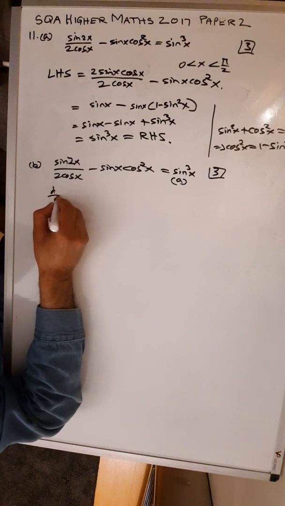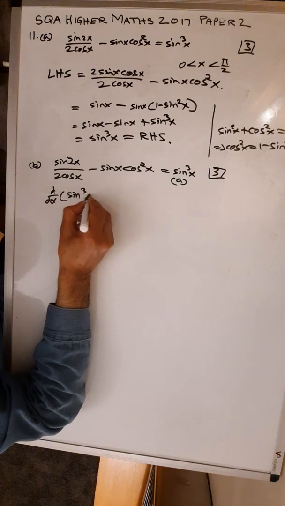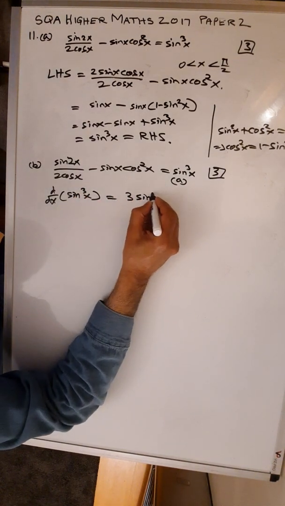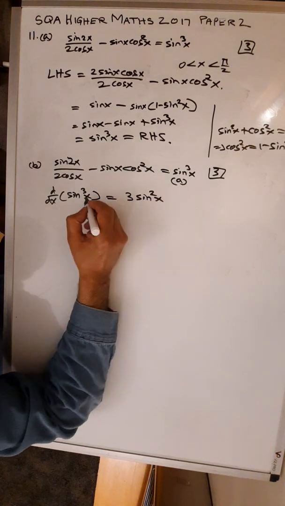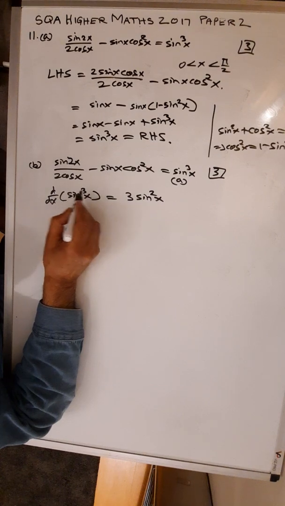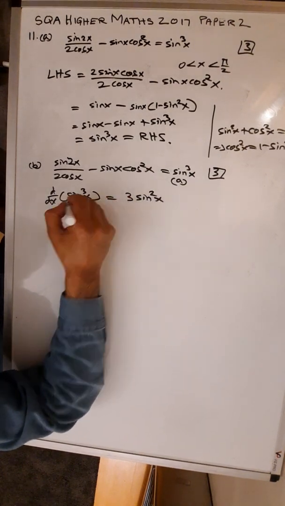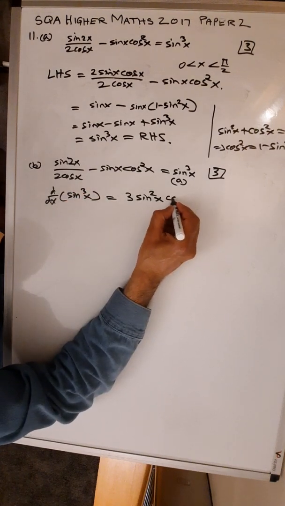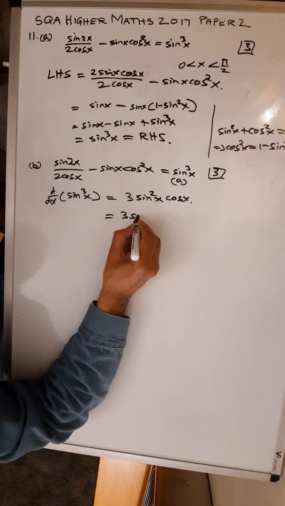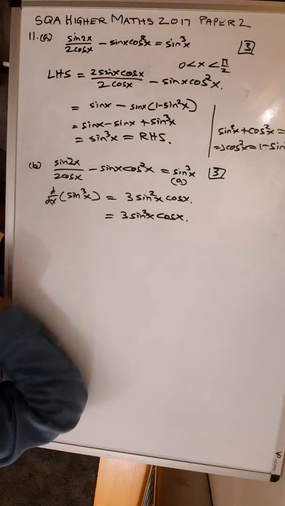So d by dx of sin cubed x is equal to 3 sin squared x. Bring the exponent, the index, to the front, take the index down by 1, and now you need to differentiate what's inside the bracket, which gives you cos x. So this is the derivative: 3 sin squared x cos x. That's for 3 marks.